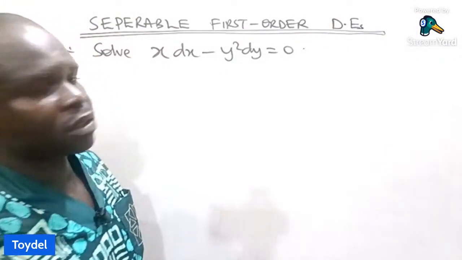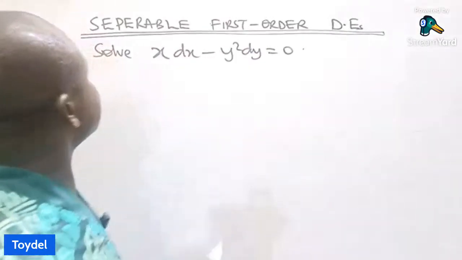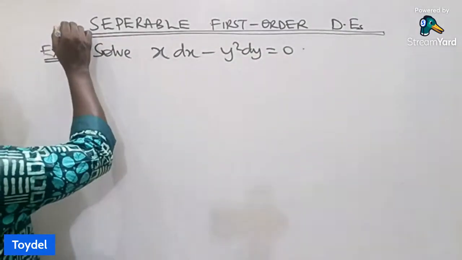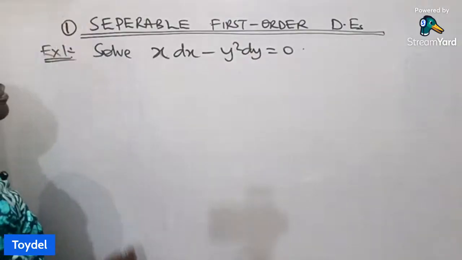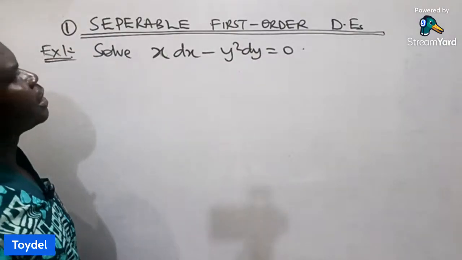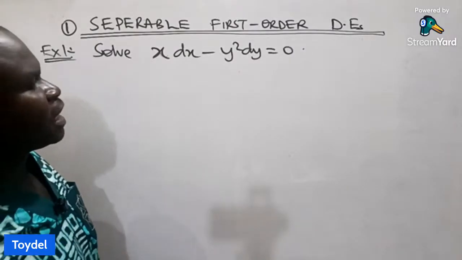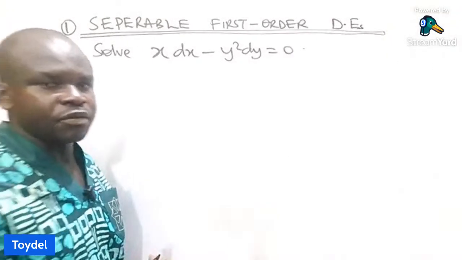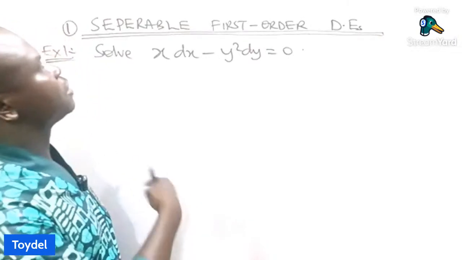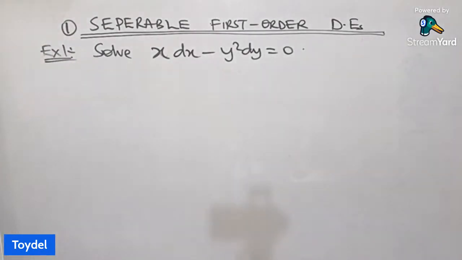Today we want to look at the solution to first order differential equations. We'll be starting with the first one, which is called the separable first order differential equation, that is, separable variable. If you are given any first order differential equation and you are able to separate the variables, then you are expected to use the separable variable method. So, the separable first order differential equation.